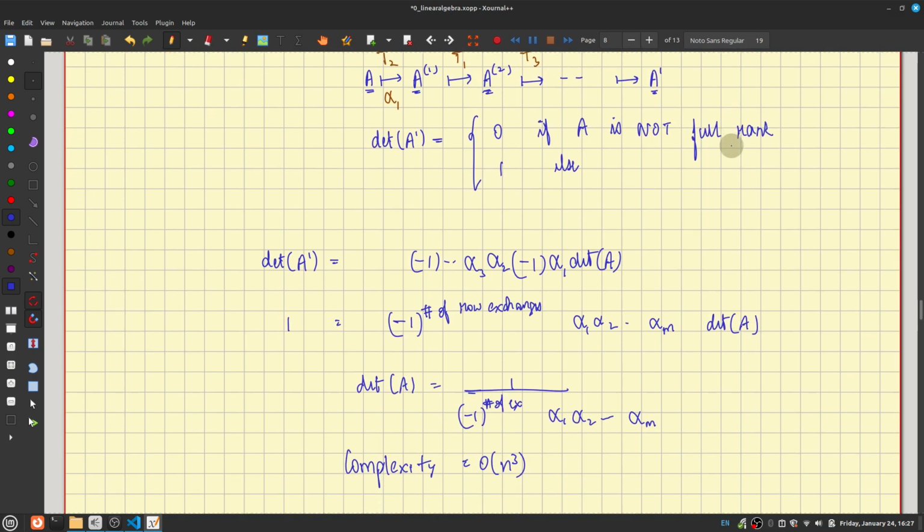But at the same time, this does not give you intuition as to how it behaves as a function of the entries of A. Because after all, this determinant depends on these scaling factors alpha 1, alpha 2, alpha m, which you don't know how it behaves as a function of the entries.